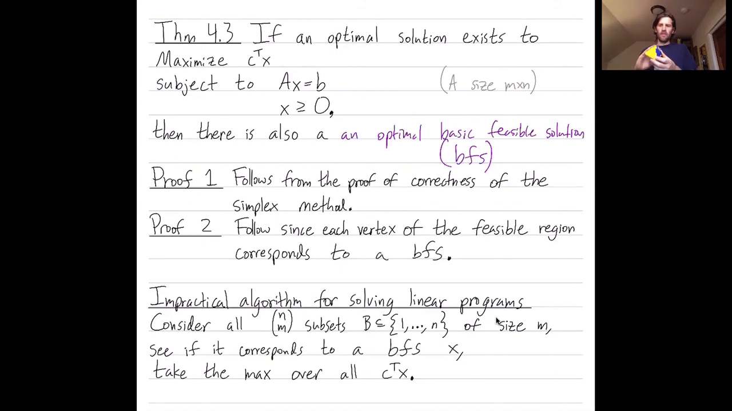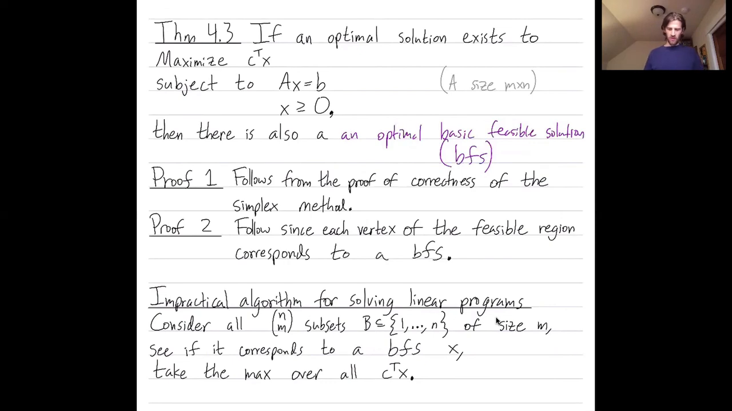How the simplex method works is you're going to move along vertices of your polytope, or in other words, you're going to move along basic feasible solutions until you get to an optimal one. And in proving that the simplex method works, you prove that if an optimum is attained on your polytope, it's also obtained on a vertex, or in other words, on a basic feasible solution, as we'll see.